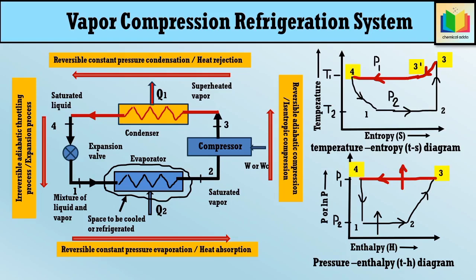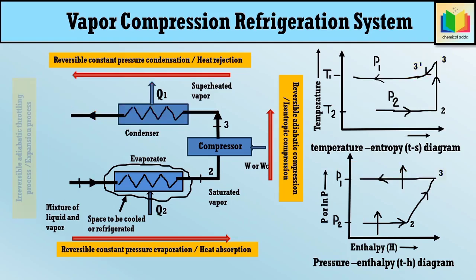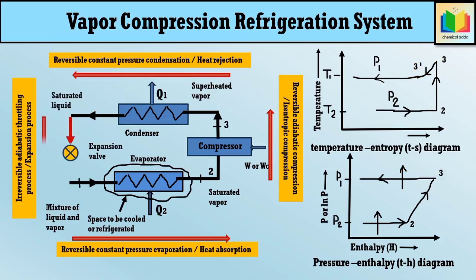Now, the next step of the vapor compression refrigeration cycle is the irreversible adiabatic throttling process, or expansion process, which is carried out in the expansion valve or throttling valve. In this step, the liquid refrigerant flows from the condenser to the expansion valve, in which a Joule-Thomson expansion occurs. During the expansion of the refrigerant in the expansion valve, pressure decreases. As a consequence, the temperature decreases at this stage, but the enthalpy does not change. Therefore, the specific enthalpy of refrigerant entering and leaving the expansion valve is equal.